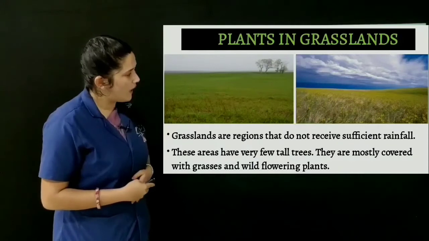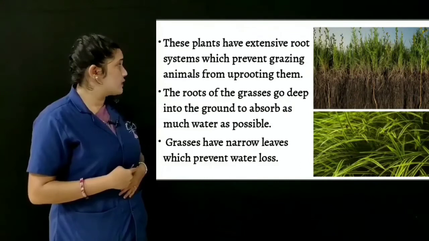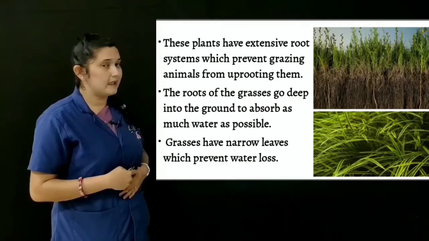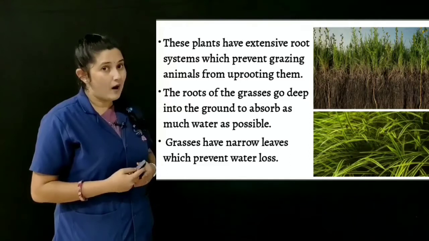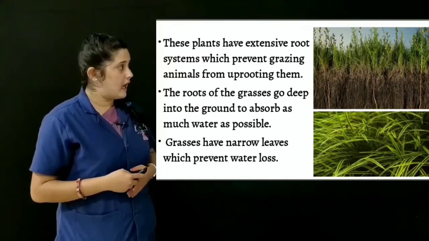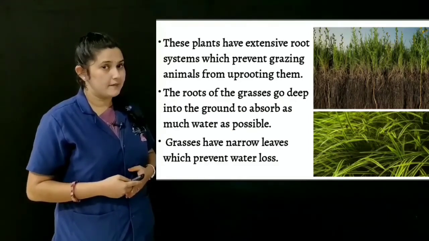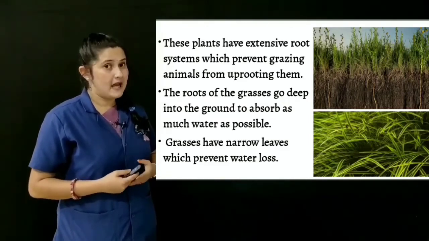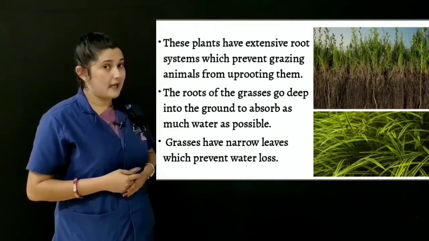Here you can see wild flowering plants. These plants have extensive root systems which prevent grazing animals from uprooting them. You can see the root system of these wild flowering plants. How are they? They are extensive root system. They cannot be uprooted easily by grazing animals. So it is not easy for the animals to graze over them.